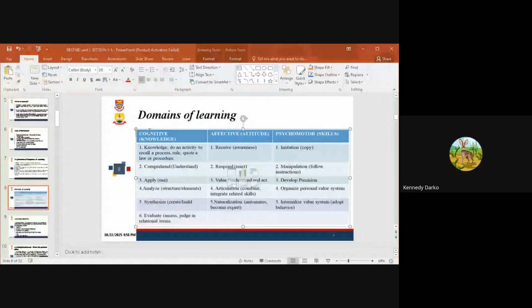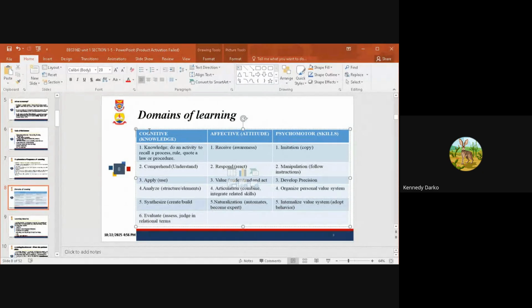When it comes to the affective, you respond or react. For instance, if I pinch you right now, you definitely respond, you react. Then you use your psychomotor to also manipulate, or you follow instructions. So as you are following the instructions, you are manipulating. The third one says apply. When you are applying, you are using it. The knowledge you have gotten, when you are applying it, you are using it.